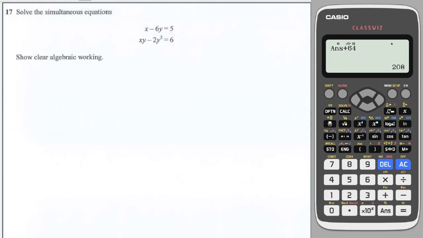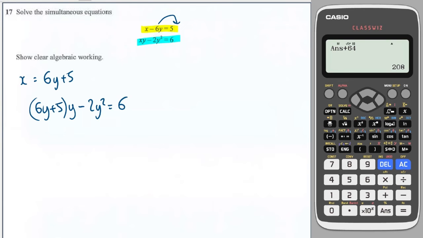Classic question alert. Simultaneous equations. Let's make the linear one, which is the one without the squareds, x equals or y equals. It's going to be much easier to make it x equals, just move the 6y to the other side. And then we substitute, we replace all the x's with this 6y plus 5. So it becomes 6y plus 5 multiplied by y minus 2y squared is equal to 6.